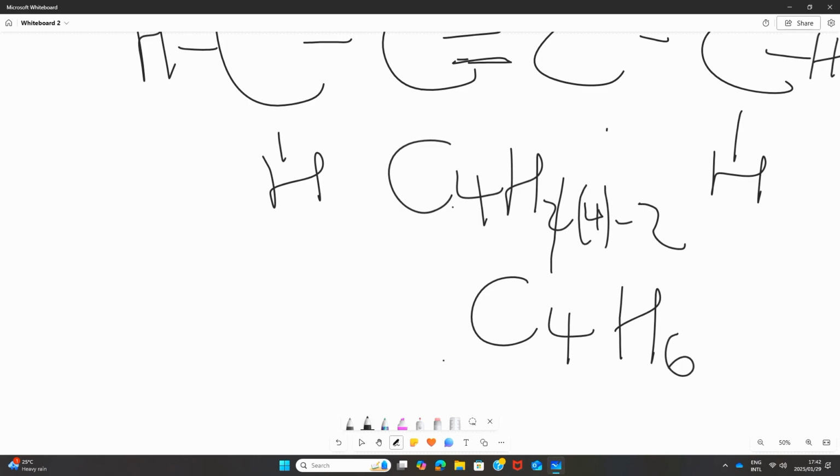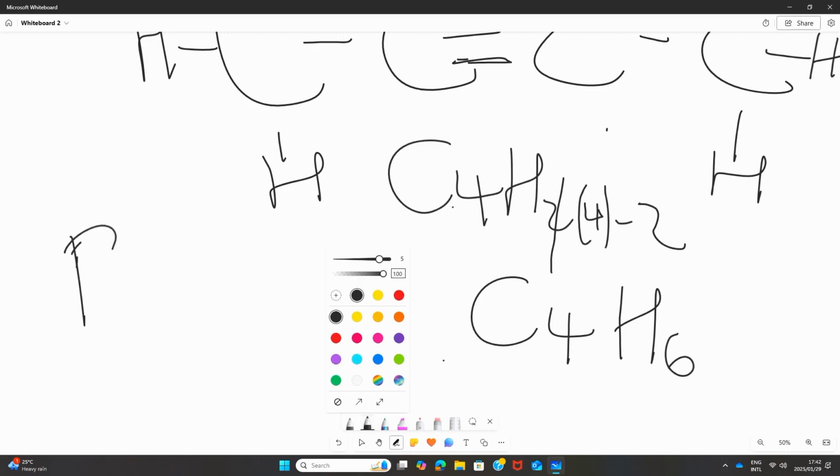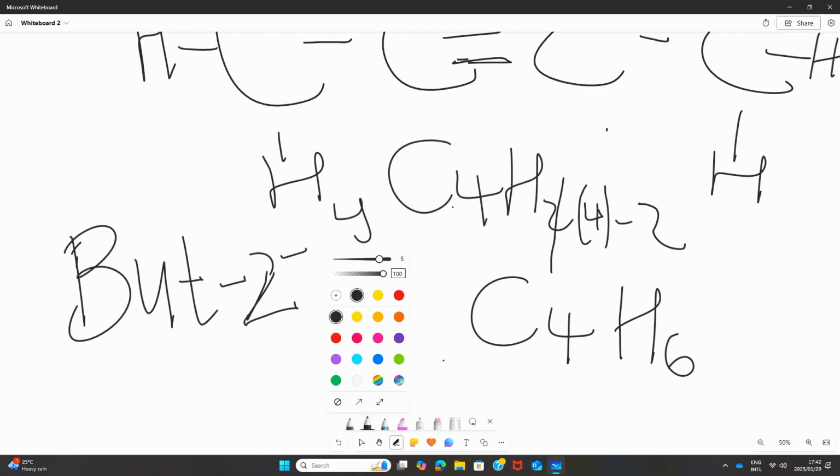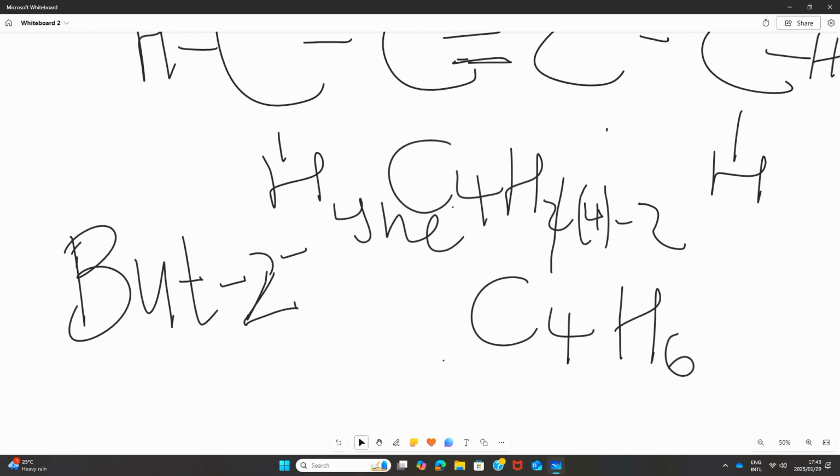Now let us name that. That would be but for the 4 carbon atoms in the parent chain. Then the triple bond is between carbon 2 and 3, so we take the lowest number, 2, and put y-n-e as the suffix. So we say but-2-yne. Now let's recap a bit. We give priority to the side closest to the functional group, and our suffix for alkynes will always be y-n-e.